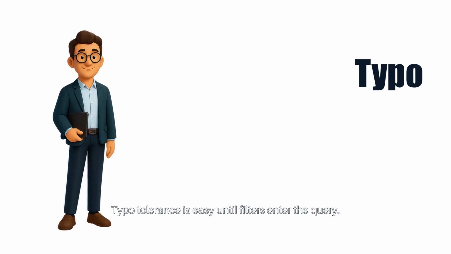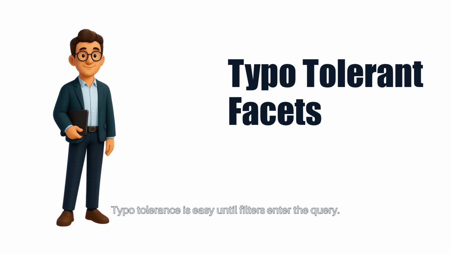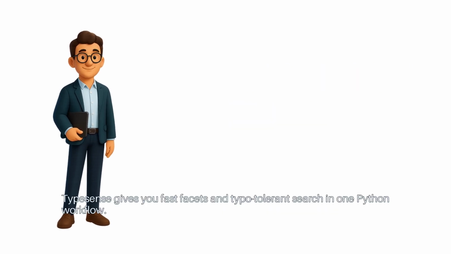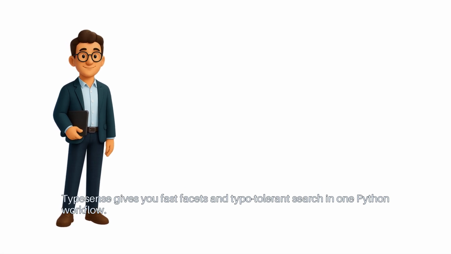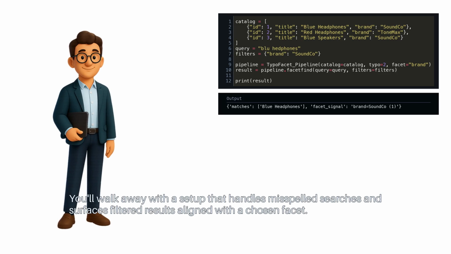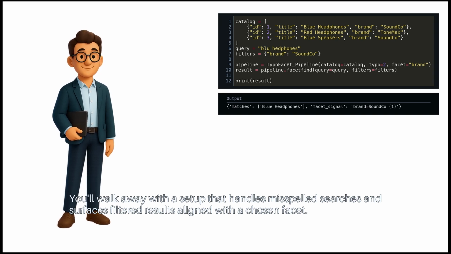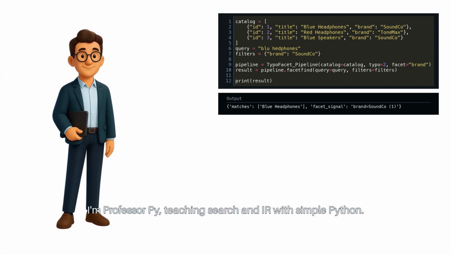Typo tolerance is easy until filters enter the query. Typesense gives you fast facets and typo-tolerant search in one Python workflow. You'll walk away with a setup that handles misspelled searches and surfaces filtered results aligned with a chosen facet. I'm Professor Pi, teaching search and IR with simple Python.